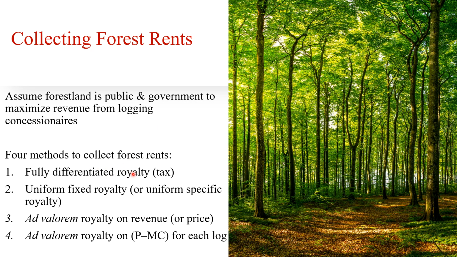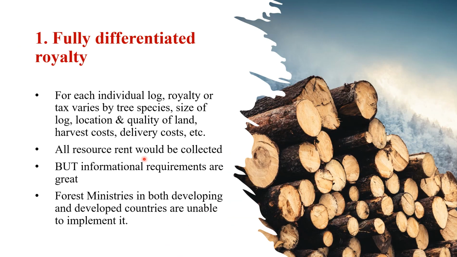Now, you can think of the informational requirements for a fully differentiated royalty versus a royalty which tries to figure out the difference between the price and the marginal cost compared to one that's based only on the price. So let's look at these. For a fully differentiated royalty, for each individual log, the royalty or tax varies by tree species, size of log, location and quality of land, harvest costs, delivery costs, etc.